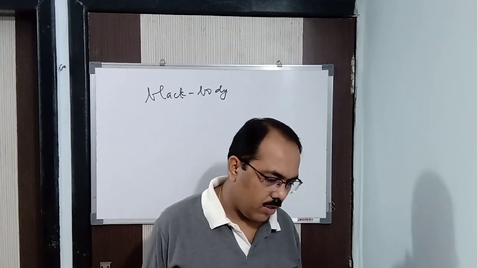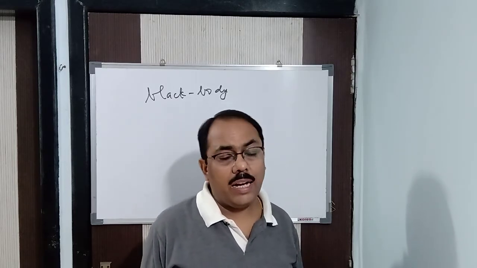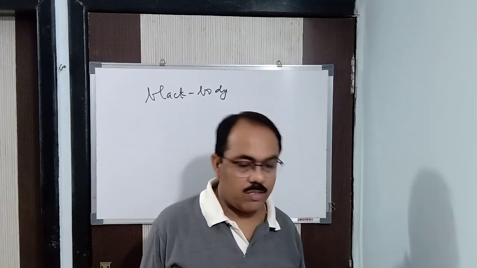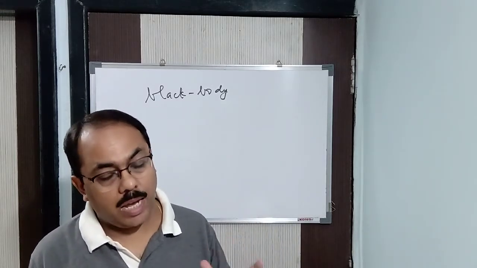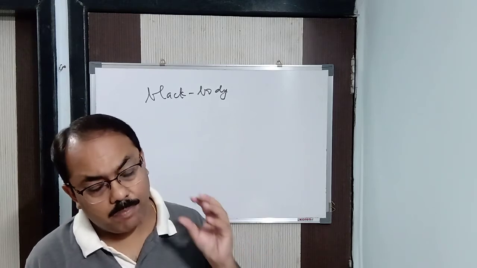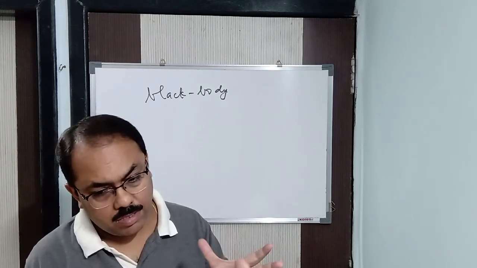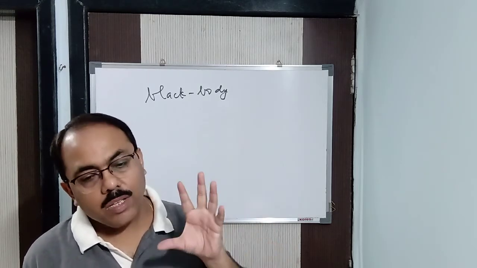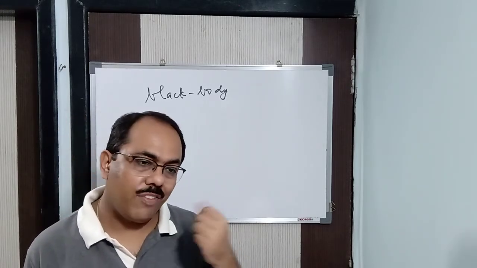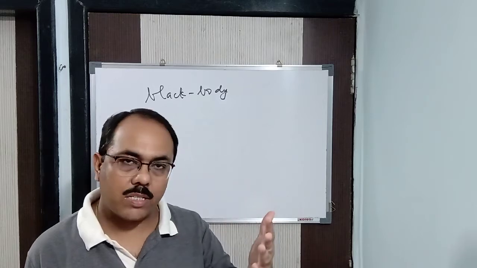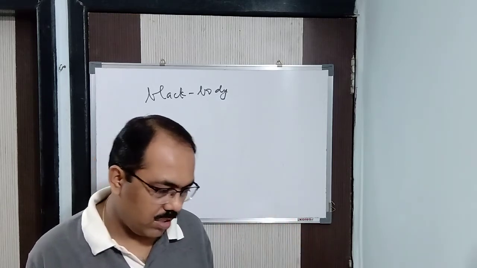A black body is one which can emit and absorb all frequencies of light radiations. In simple words, a black body means a substance, a metal of course, which when heated is a good absorber as well as a good emitter. That means it can absorb all frequencies of light rays as well as emit them. It can lose them also at the same time.